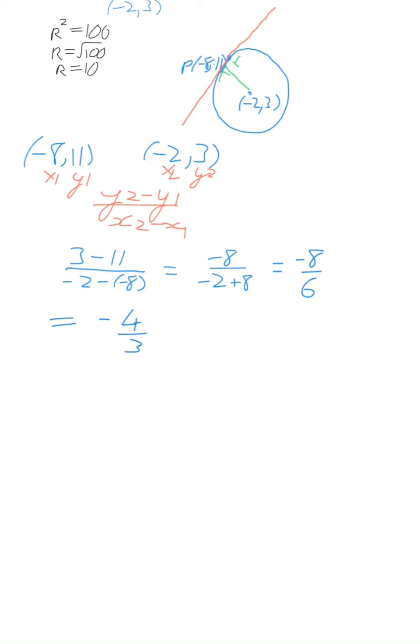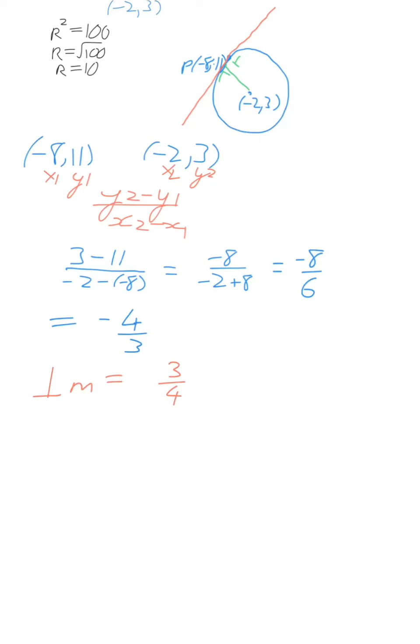So this is the slope now of the green line in our diagram. So that's the slope of the radius. But we don't need that. We need the slope of the perpendicular to this. So for the perpendicular slope, remember you turn it upside down and change the sign. So that's going to be our slope now, 3 over 4 for the tangent.